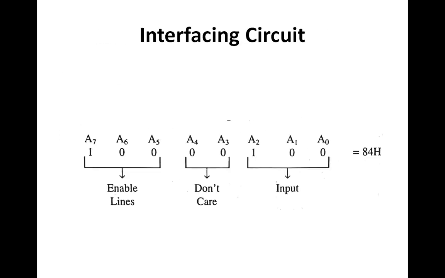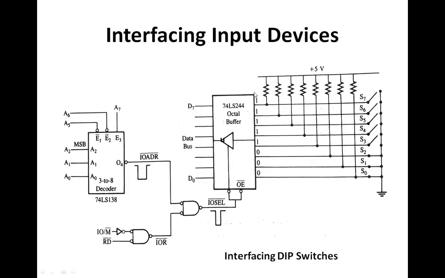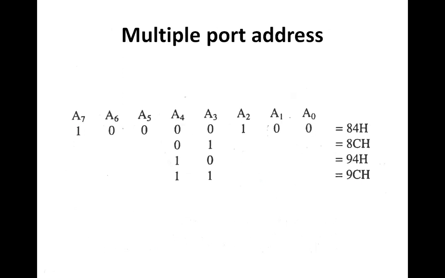And whatever is the position of the switches, depending upon the value of the switches, because these 3 switches are closed, so it is 000. These 5 switches are open, so it is 111. So it is going to read the data that is F8 into the accumulator. So this is how the input devices are being interfaced.